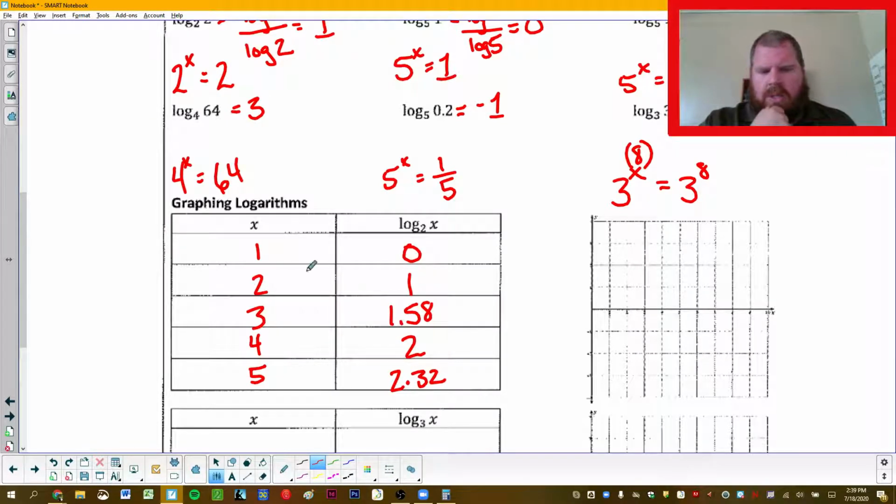All right, so at 1 this is 0, at 2 it's 1. At 3 it's 1.5. At 4 it's 2, and at 5 it's 2.32. So it's starting to taper off and sort of flatten out. Because 0 is an invalid input, that really only leads me to believe that if I plugged in some decimals, I get some very big negative numbers. So it looks something like this.